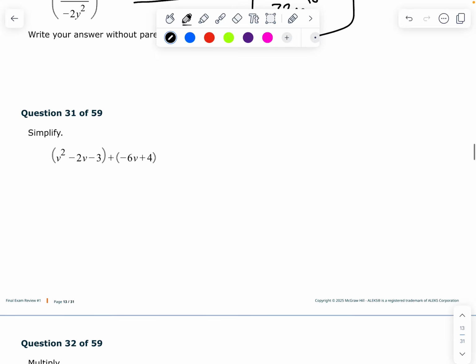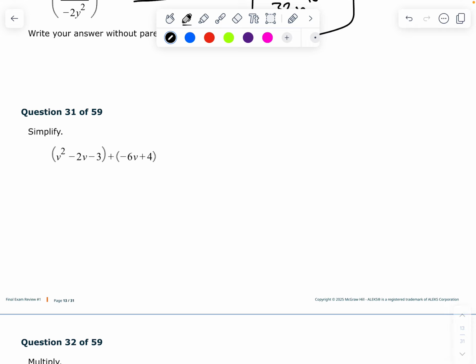All right, question 31. We're halfway there. Simplify. With a plus in between, all we're going to do is combine like terms. If we distributed a plus to both of those, it's not going to change anything. So I can just rewrite this as plus 6v plus negative 6v. So I'm going to write it as minus 6v plus 4. We can combine the negative 6v and the negative 2v into negative 8v. We can combine the negative 3 and the positive 4 into a positive 1.